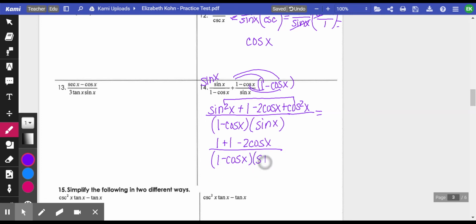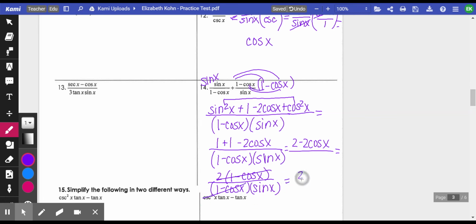I'm rewriting everything out. So now on the top here, I've got 2 minus 2 cosine x over the denominator. I'm not going to write it because I'm feeling a little lazy tonight. Now, I'm going to factor this top. I'm going to factor a 2 out of both of those, which leaves me with 2 outside, 1 minus cosine x, which conveniently cancels with the 1 minus cosine x on the bottom. And I'm left with 2 over sine x.